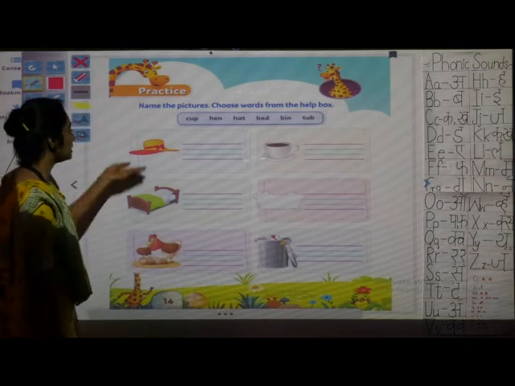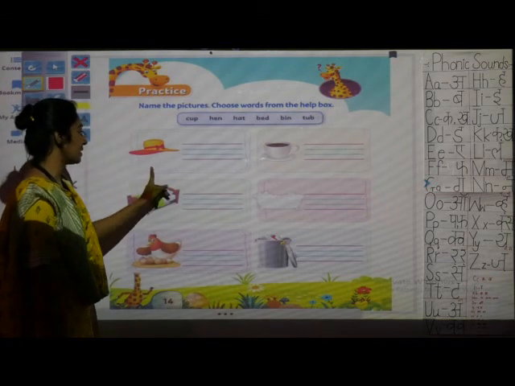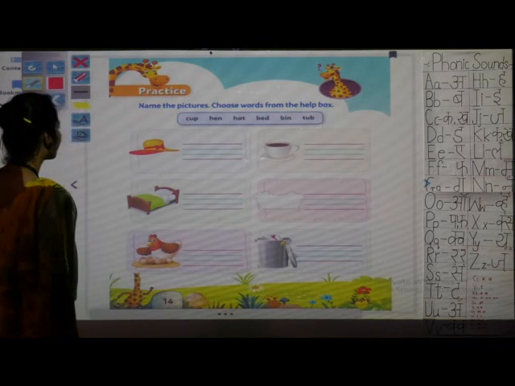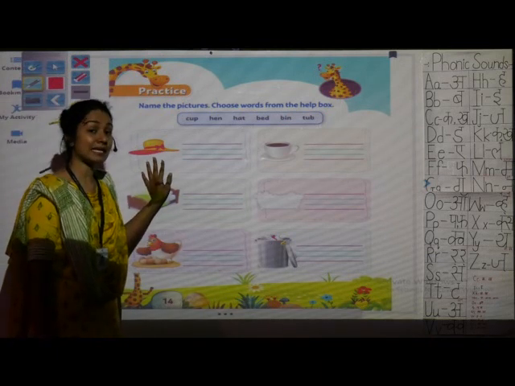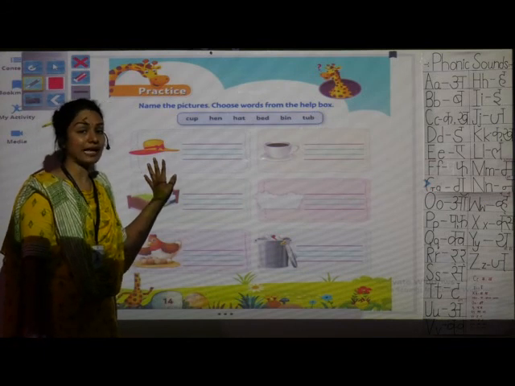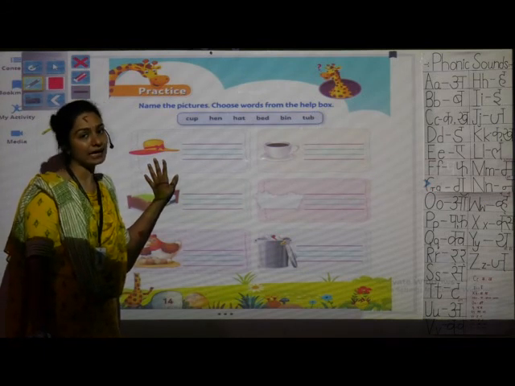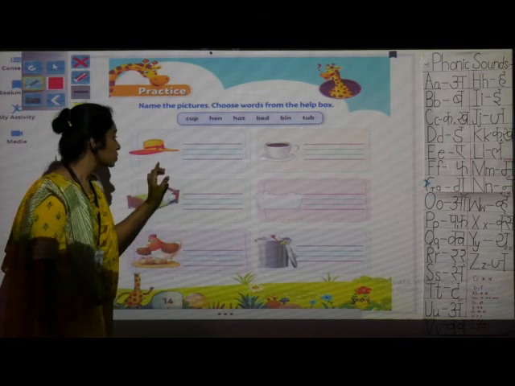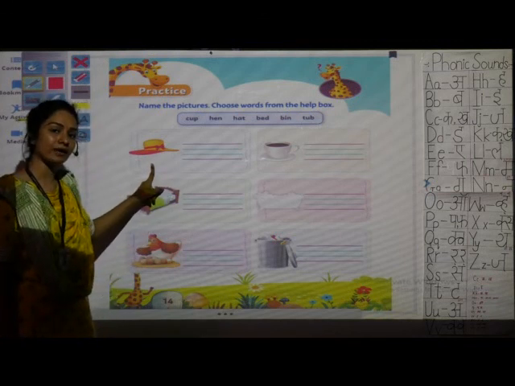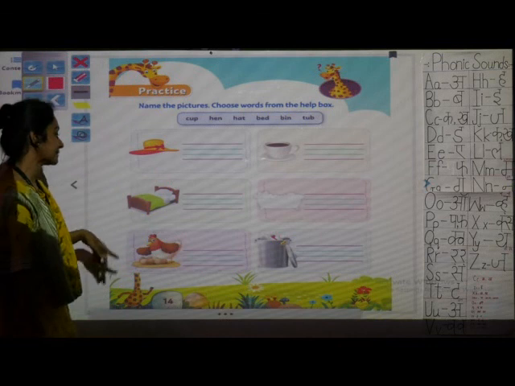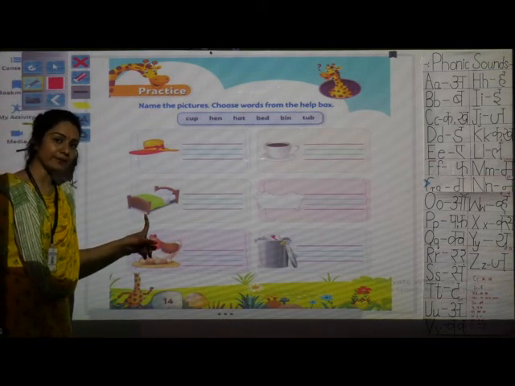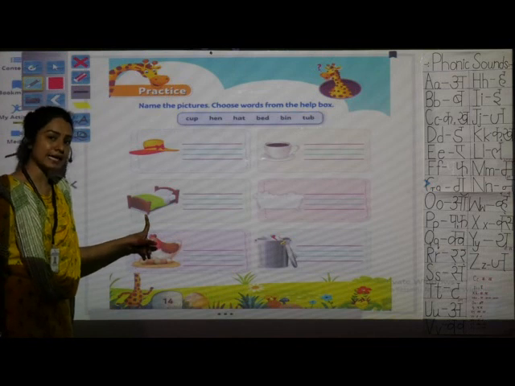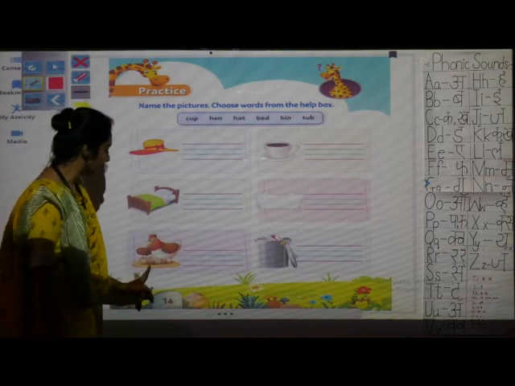But before that, tell me, try to recognize the picture. Which picture is this, children? Yes? Is this a cap or is this a hat? Two differences are there. In cap and in hat, there is a difference. Okay. So tell me, is this a cap or hat? Hat. Very nice. Next. Which picture is this? Is this a table or is this a bed? Bed. Yes, bed. Next. Which picture is this?